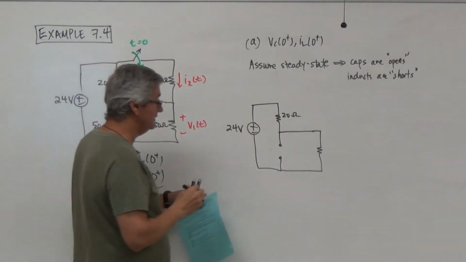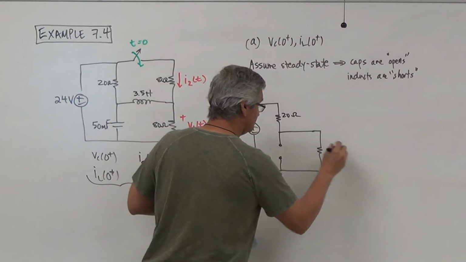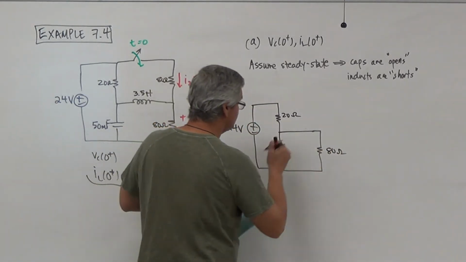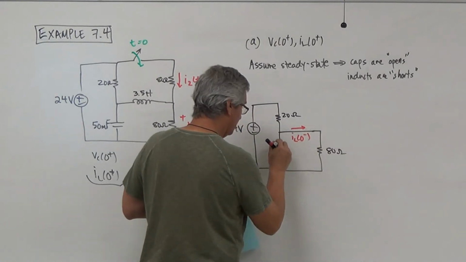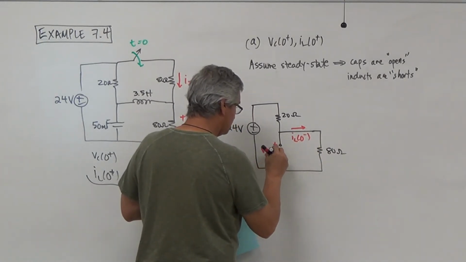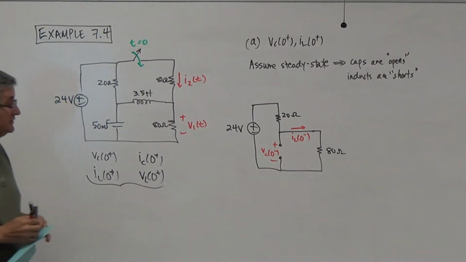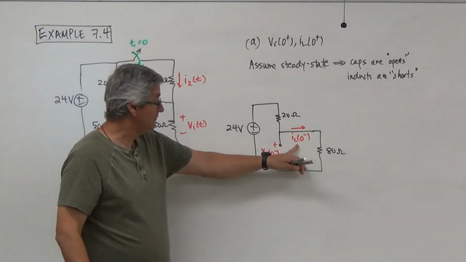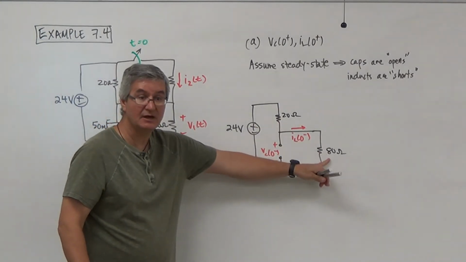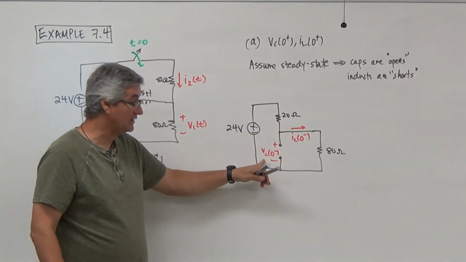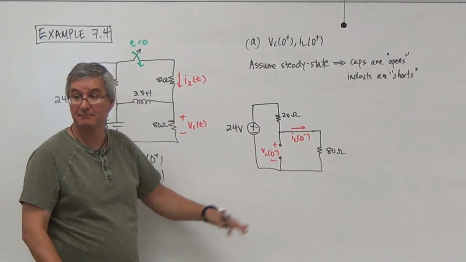We're seeing that if this is an 80 ohm resistor here, this gives me IL at 0 minus and VC at 0 minus. Looking at this, the current of the inductor is this divided by the sum of these. The voltage of the capacitor, because it's in parallel with the 80 ohm resistor, must be the same.